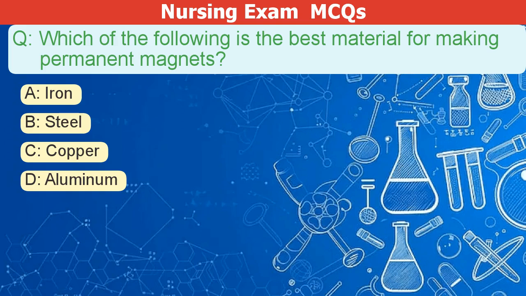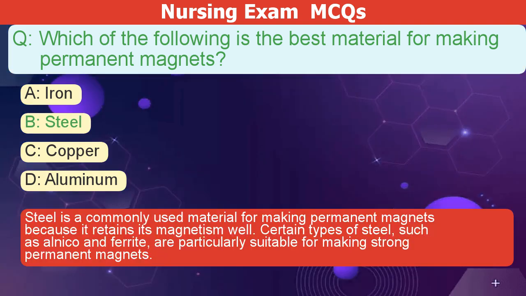Which of the following is the best material for making permanent magnets? A. Iron. B. Steel. C. Copper. D. Aluminum. The correct answer is B. Steel is a commonly used material for making permanent magnets because it retains its magnetism well. Certain types of steel, such as alnico and ferrite, are particularly suitable for making strong permanent magnets.